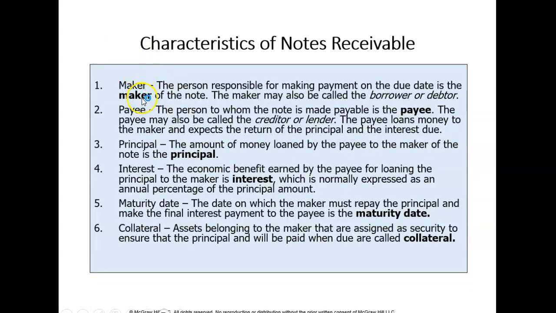So the note has a maker, the person who's actually making the note; the payee, the person who borrowed the money; the principal, which is the amount that was borrowed; and the interest, which is the amount that's going to be received for the benefit of receiving those funds. Maturity date is when the payment becomes due, and collateral is an asset that has been assigned as security in case there's a default on the repayment of the actual note.